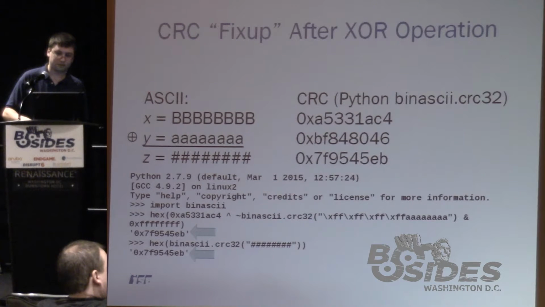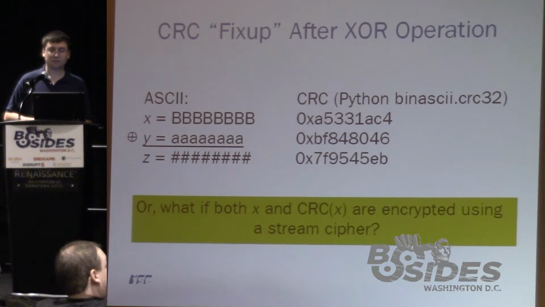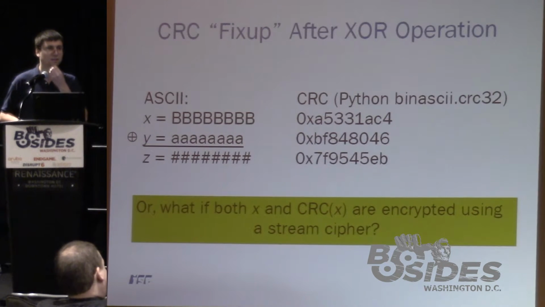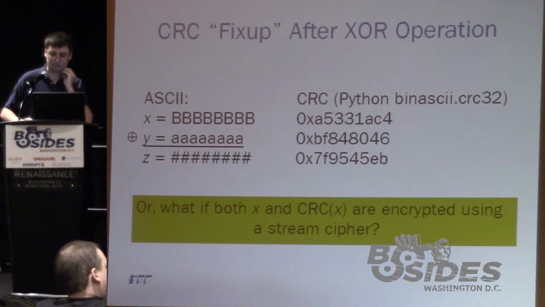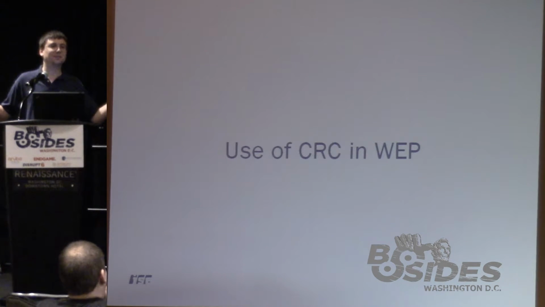Well, what if that X value were actually unknown to the attacker or only partially known, but they still know the CRC? Well, that could be a problem. Or alternatively, what if both that original X message and its CRC are encrypted using a stream cipher? Well, with a stream cipher, we can still flip bits wherever we want. And that brings us to an infamous security problem, which would be WEP. So remember WEP, 802.11, 40-bit, IVs too short, injection, and so forth.